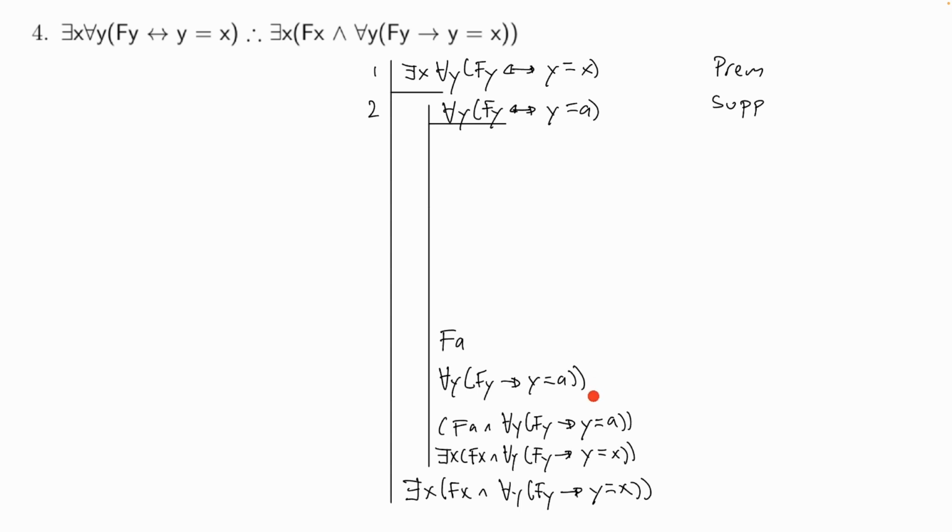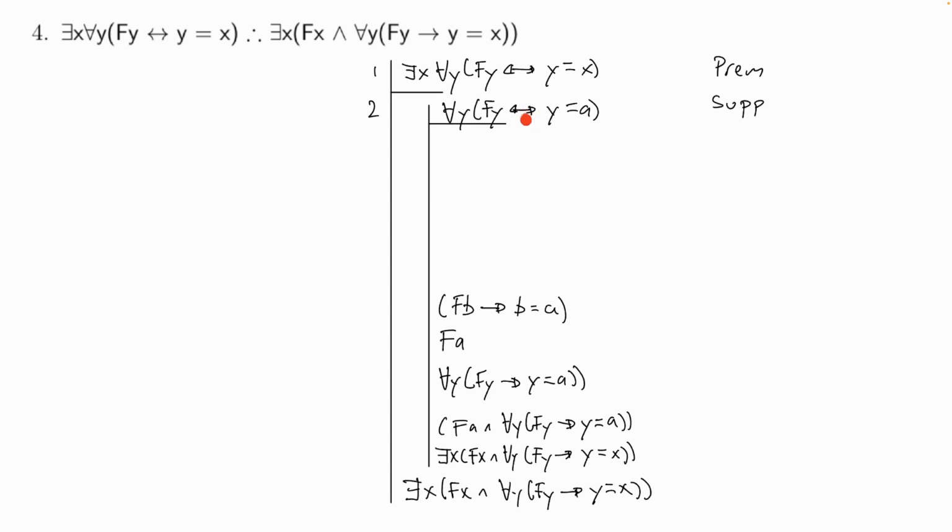And this presumably we're going to get by universal introduction on if FB, then B equals A. So now we've sort of reduced our problem to deriving these two formulas. And this is what we have to work with here. So this is a biconditional, if and only if statement.